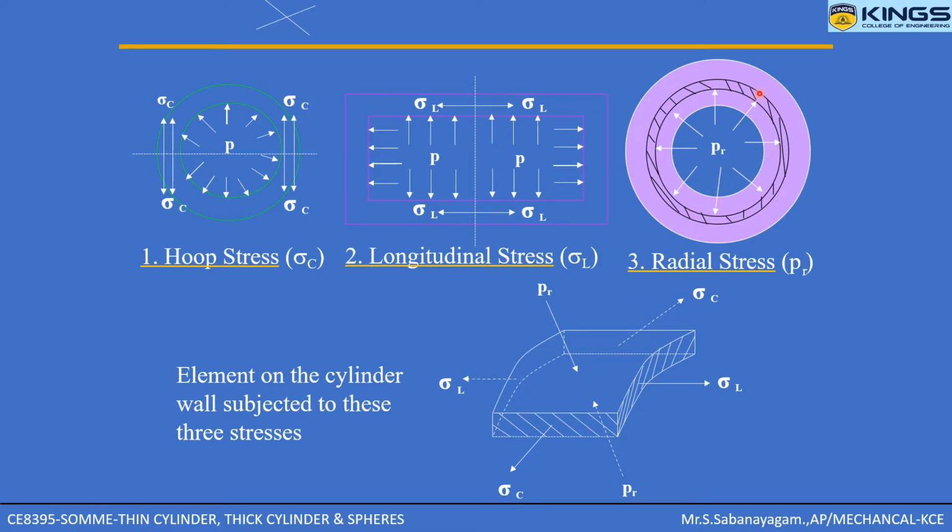So consider a small part of this hollow cylinder. The radial pressure will act on the surface of the cylinder and circumferential stress will be on the sides, and then longitudinal stress will act along the length of the hollow cylinder.